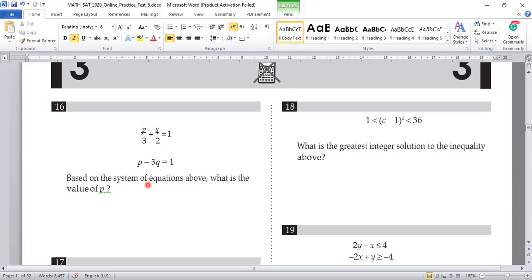What is the greatest integer solution to the inequality above? It's all about the solution of inequality. So from here we can get the two inequalities.